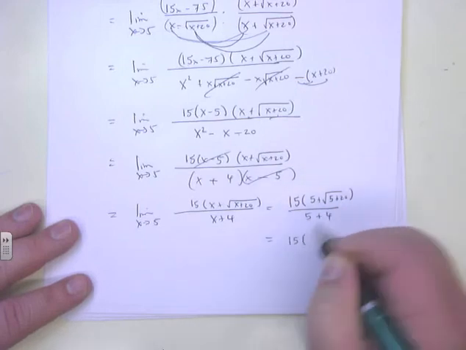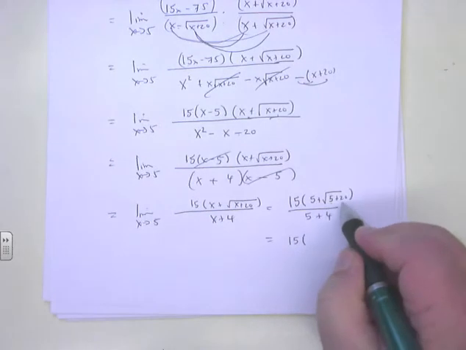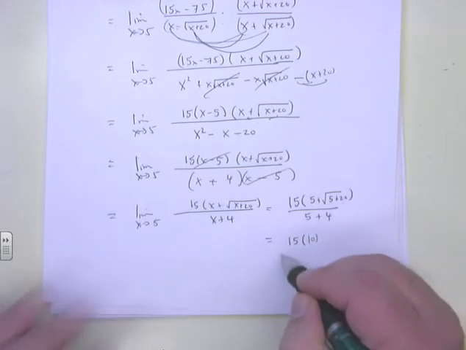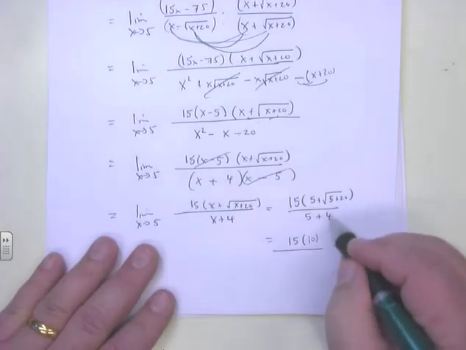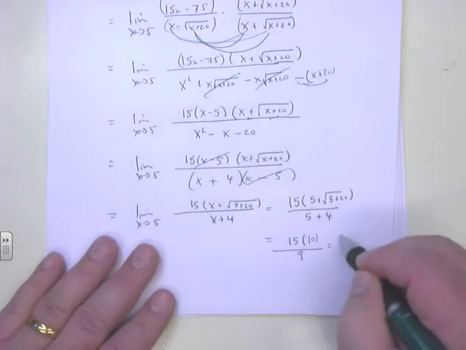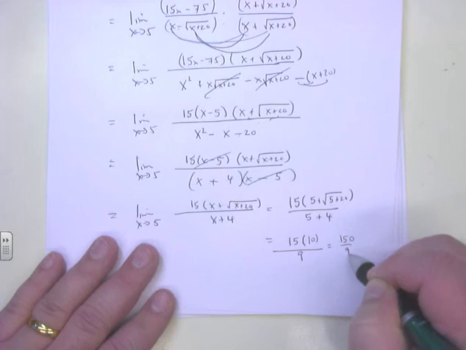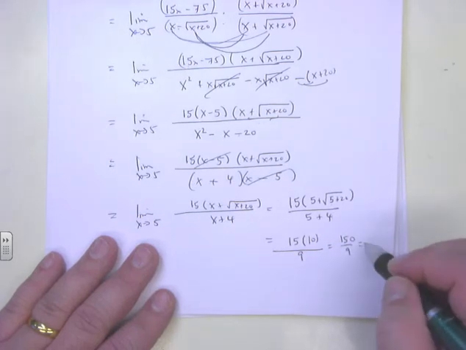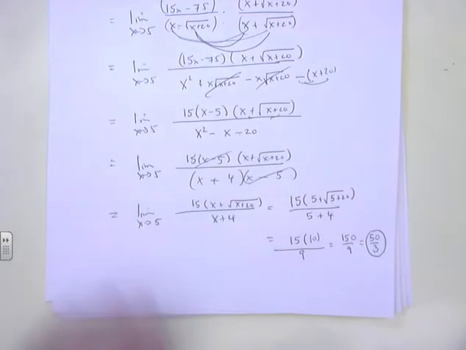This will be 15 times, let's see, 5 plus 20, 25. The square root of 25 is 5, plus another 5 makes it 10, over 5 plus 4 is 9. So this answer is 150 divided by 9, but you want to reduce that, so let's see, what is that going to be? 50 thirds? Always reduce your fractions, proper etiquette of math. Does that make sense? Did I lose you guys anywhere?